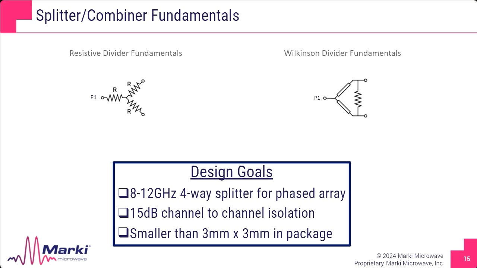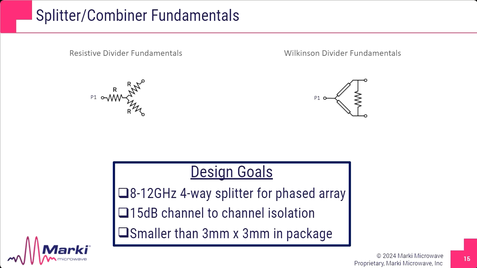And we're going to explore these 2 architectures through the lens of this design example here, which is we're tasked with designing an 8 to 12 gigahertz 4-way splitter for this phased array radar. This radar has an isolation spec of 15 dB for the power divider, which is realistic and achievable.